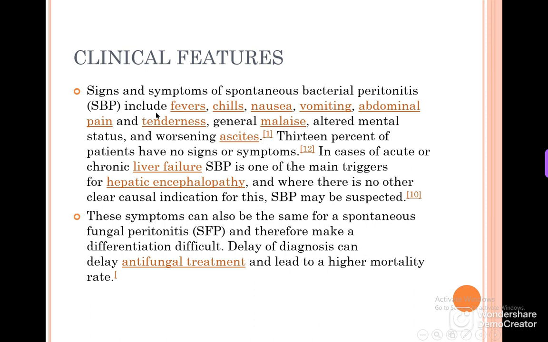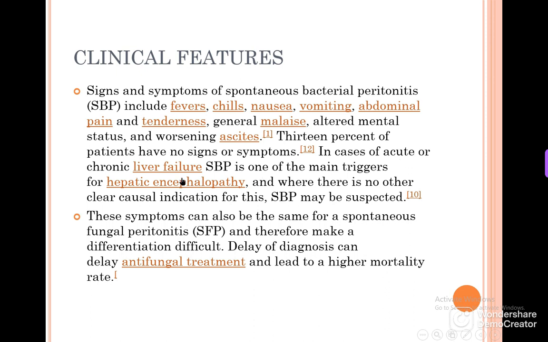The clinical feature is that the patient comes with a history of chronic liver disease. Fever, chills, nausea, vomiting, abdominal pain and tenderness, and general malaise. Altered mental status and worsening ascites. Why altered mental status? Because of the multiplication of the bacteria and the protein derivatives, the nitrogenous substances derived from the bacteria. It will definitely cause altered mental status, that is first or second grade encephalopathy. 30% have no signs or symptoms. On examination you find some tenderness, and the temperature is higher than 100.